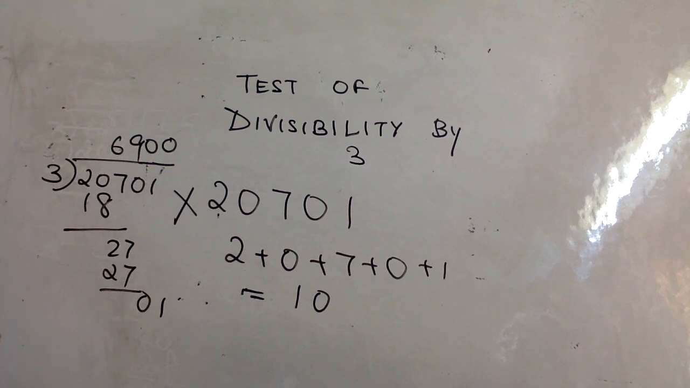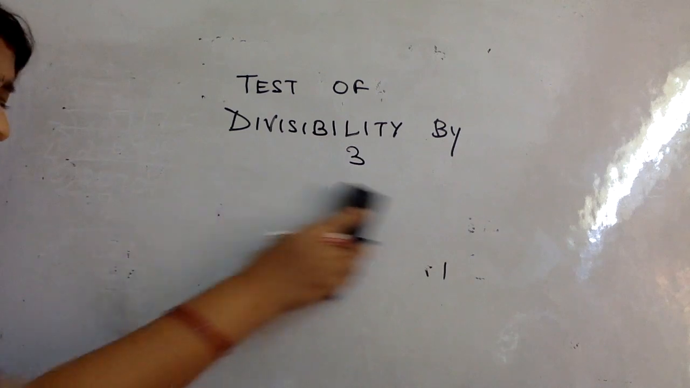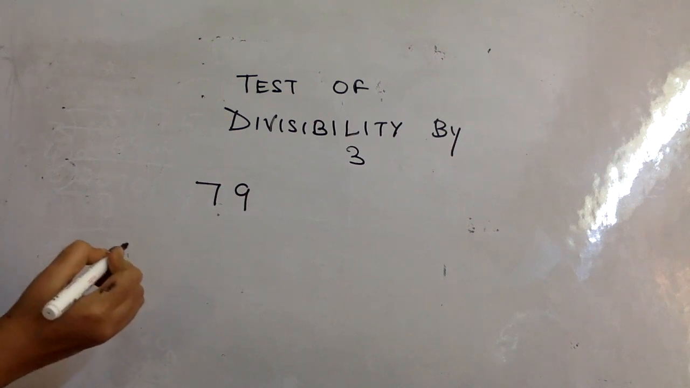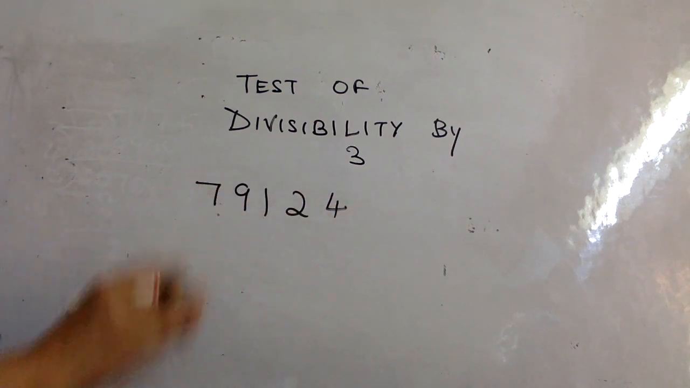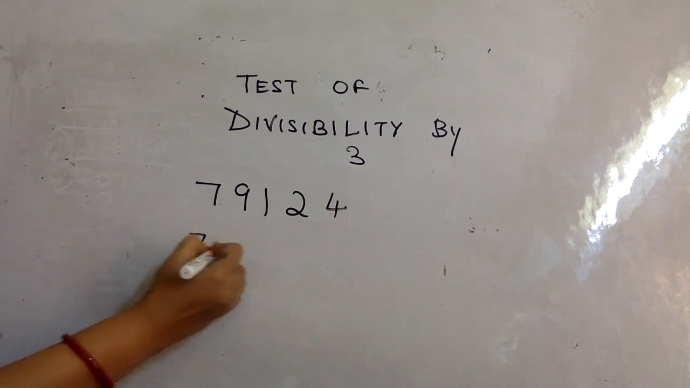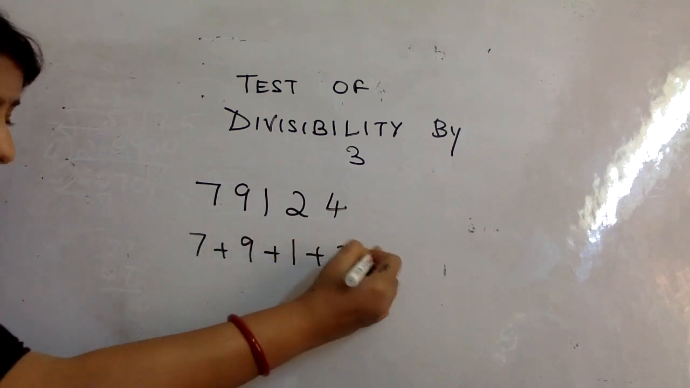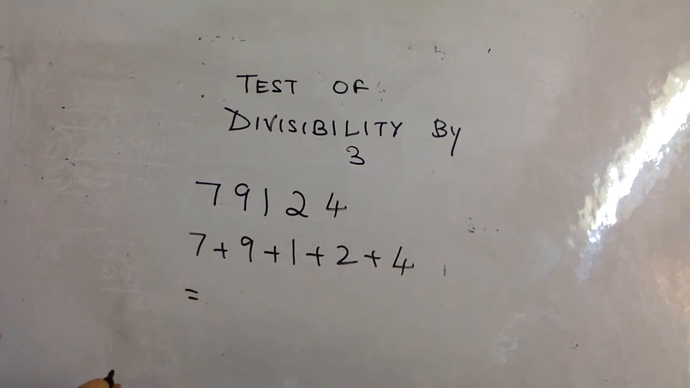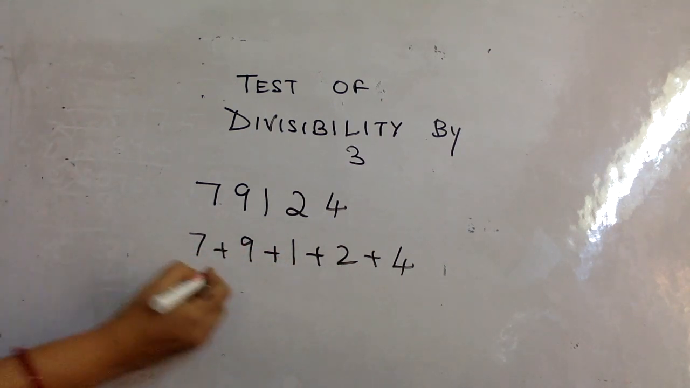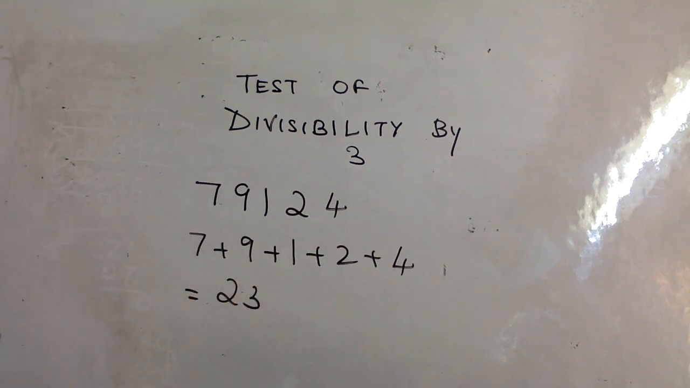Let's take another number to check the divisibility of 3. Let's take 79124. Then it is 7 plus 9 plus 1 plus 2 plus 4. That is 7, 14, 14 plus 9 is 23. This number is also not divisible by 3, because 23 is not divisible by 3.